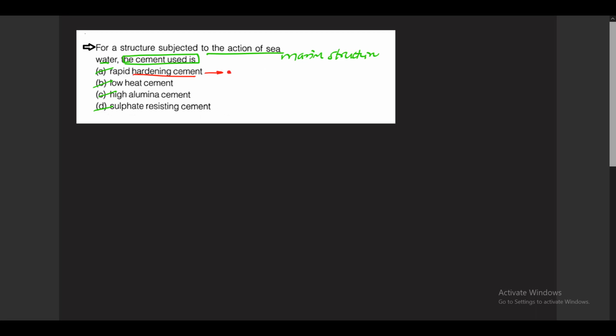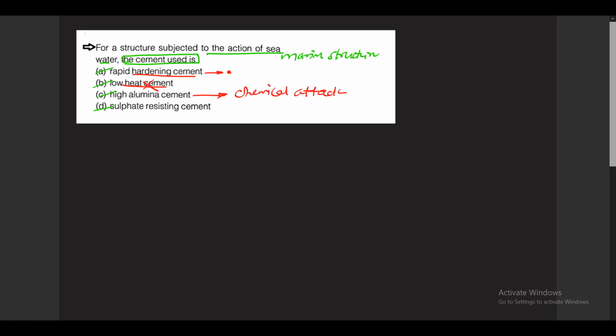Now the next option is the low heat cement. Now tell me, in case of a marine structure, under the action of seawater, the strength development should be higher. So in that case, low heat cement should not be used. This is not the correct option. The next one is the high alumina cement. If you see the characteristics of this high alumina cement, it is more susceptible to chemical attack.